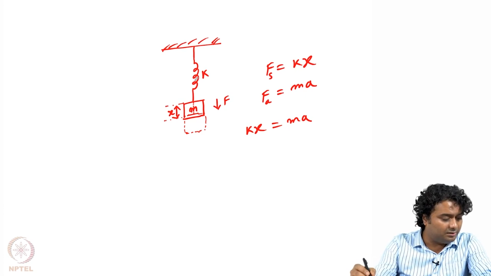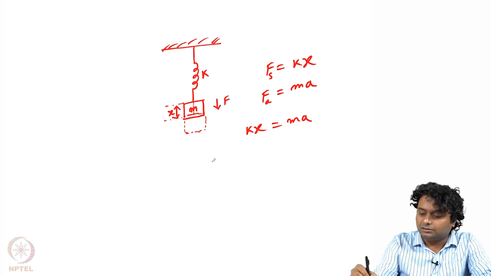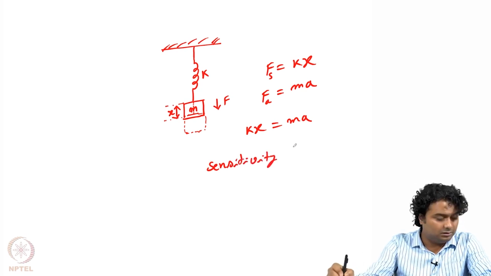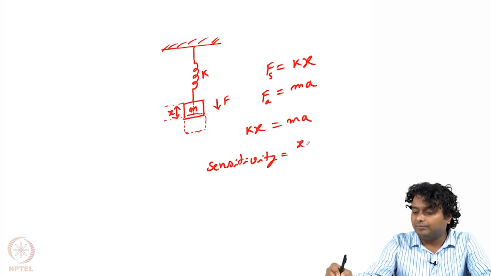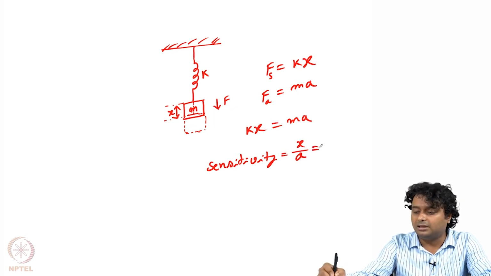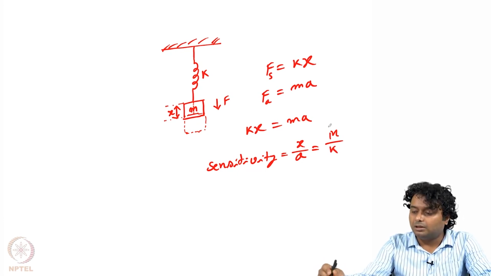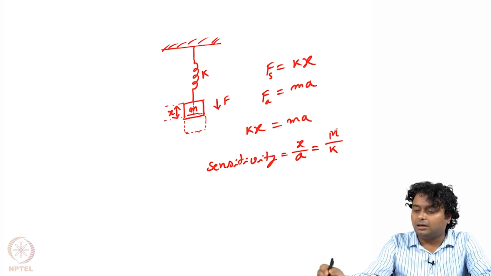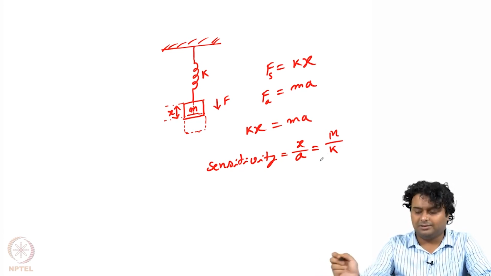And what will be the sensitivity? So sensitivity equals x by a: per unit change in the acceleration, how much will be the change in the deflection, and that is m by k. This small m and capital M are the same. Okay. So if we get a higher m by k ratio, then we get higher sensitivity.